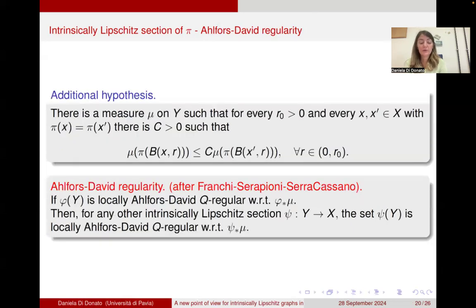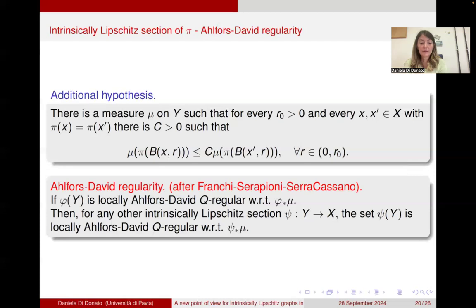As an additional hypothesis, we ask that there exists a measure mu on Y, such that for every R0 larger than 0, and every couple of points x and x prime belonging to the same fiber, so pi of x is equal to pi of x prime, there exists C such that the measure of pi of the ball centered at x is less or equal to C times the measure of pi of the ball centered at x prime with the same radius r.